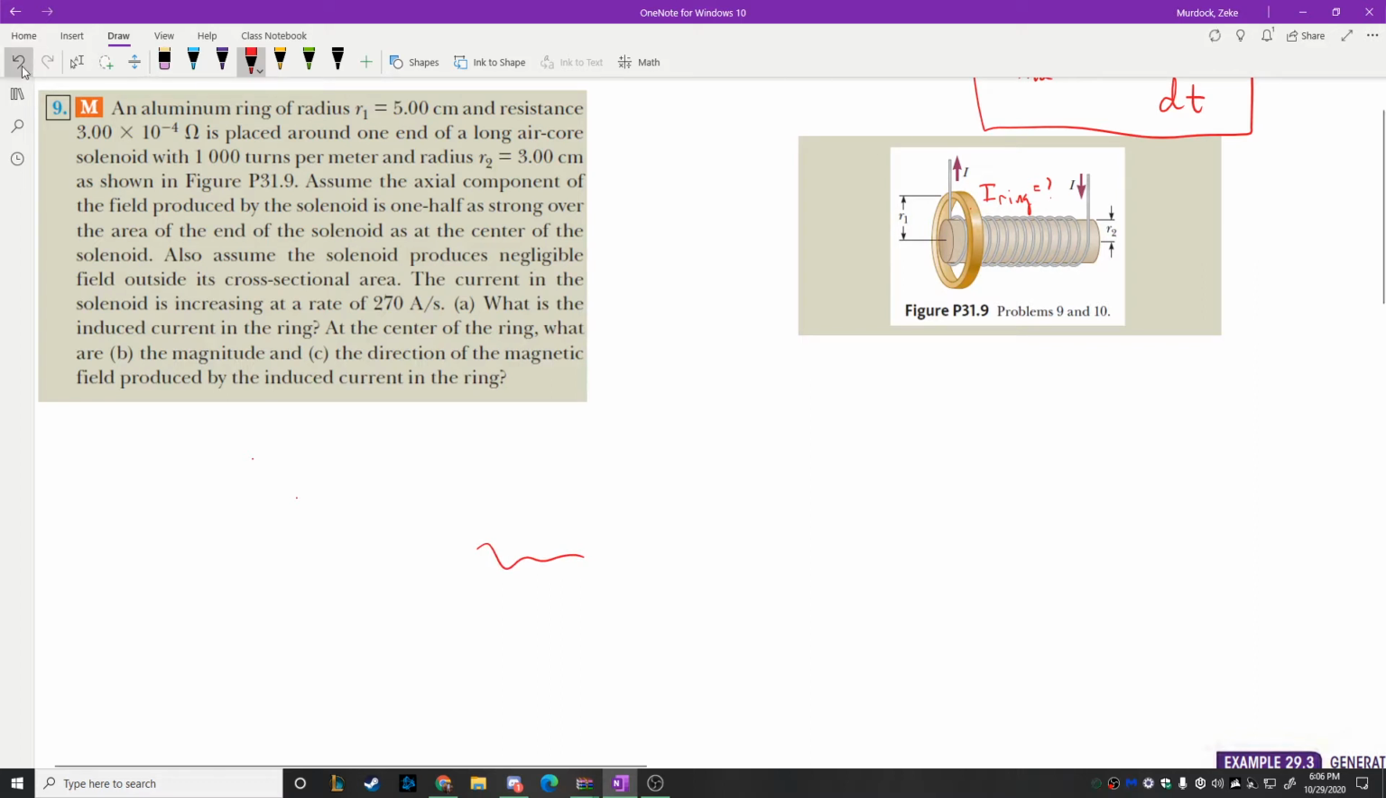That's what we're looking for here. All right, so where do we get started? What do you think? How should I start this? What should we figure out first? I want to find the direction of the magnetic field. The magnetic field that's produced by the solenoid or the induced magnetic field?